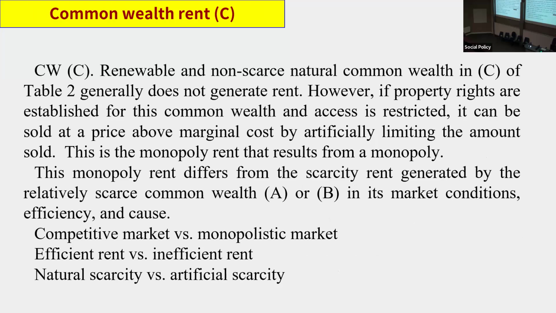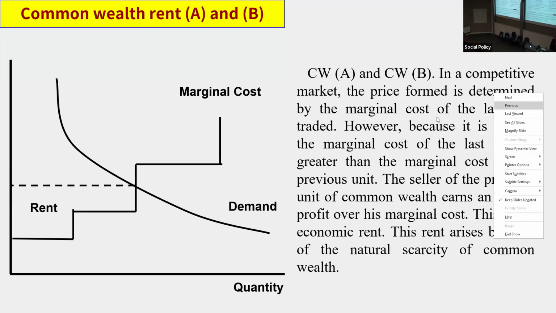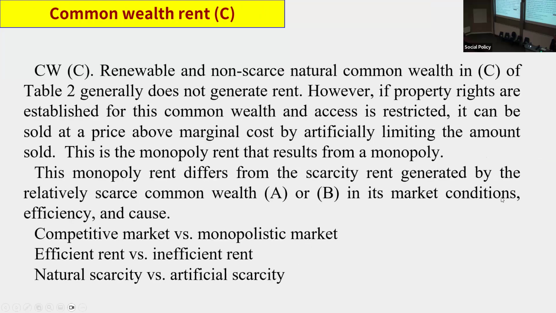In the case of C, relatively abundant and renewable, the natural Commonwealth in C of table 2 generally does not generate rent. However, if property rights are established for this Commonwealth and access is restricted, it can be sold at a price above the marginal cost by artificially limiting the amount sold. This is the monopoly rent.